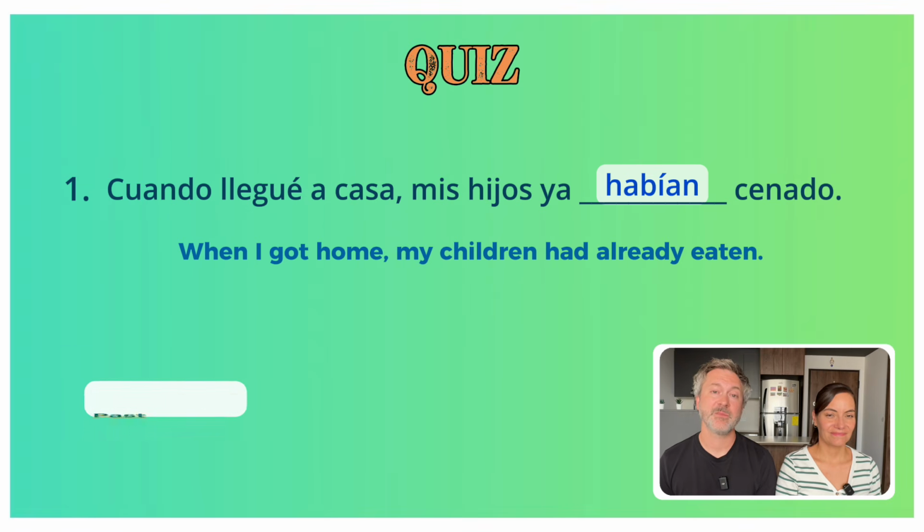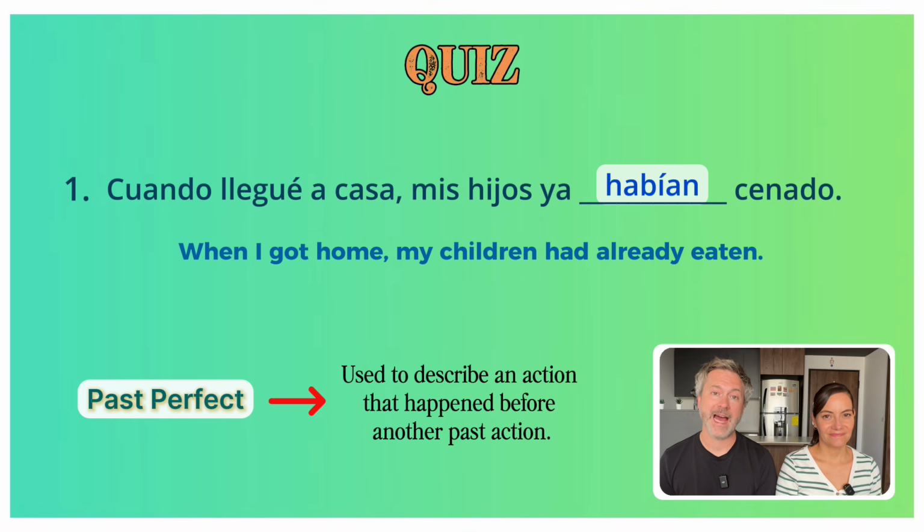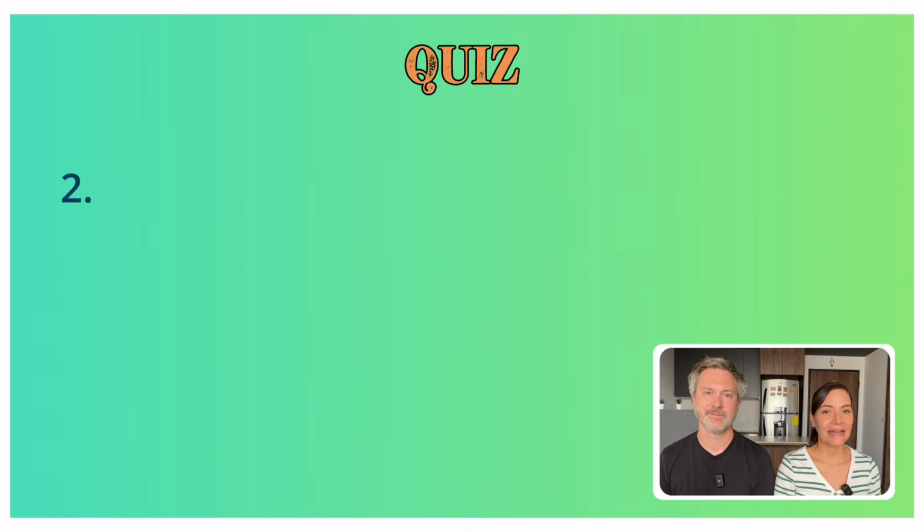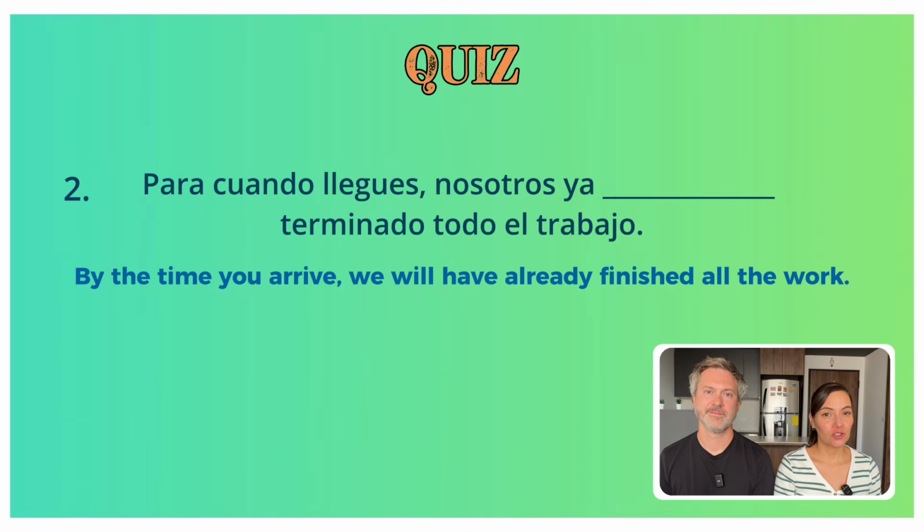Here, we're using the past perfect compound tense used to show that an action had already happened before another past action. So, when I got home, the children had already eaten. Para cuando llegues, nosotros ya, blank, terminado todo el trabajo.